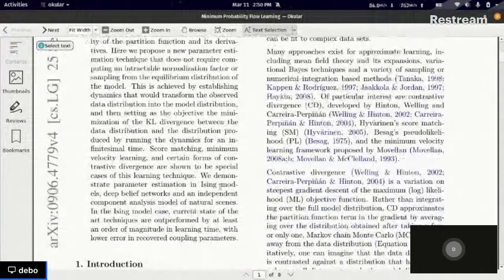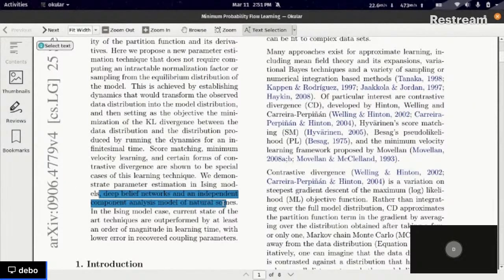Now after that they said that score matching and minimum velocity learning and certain forms of contrastive divergence are shown to be special cases of learning techniques. So we demonstrate the parameter estimation in Ising models, deep belief networks, and an independent component analysis model. So they will demonstrate this technique on several models like these.